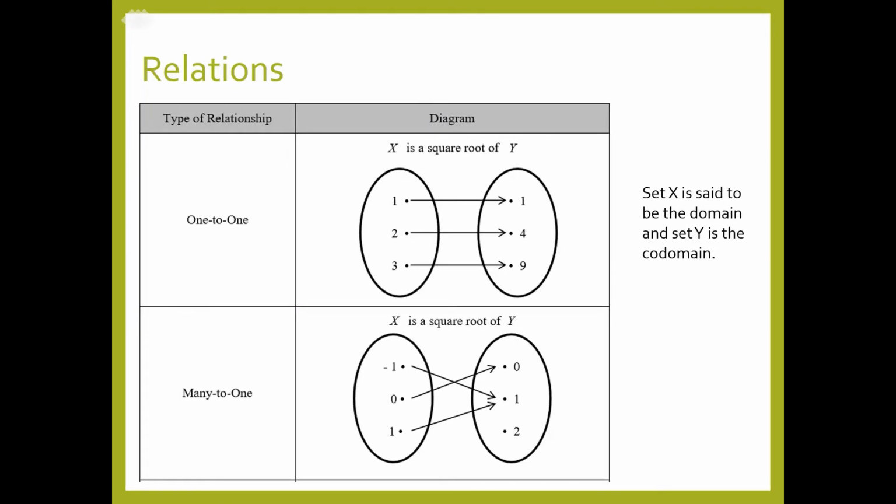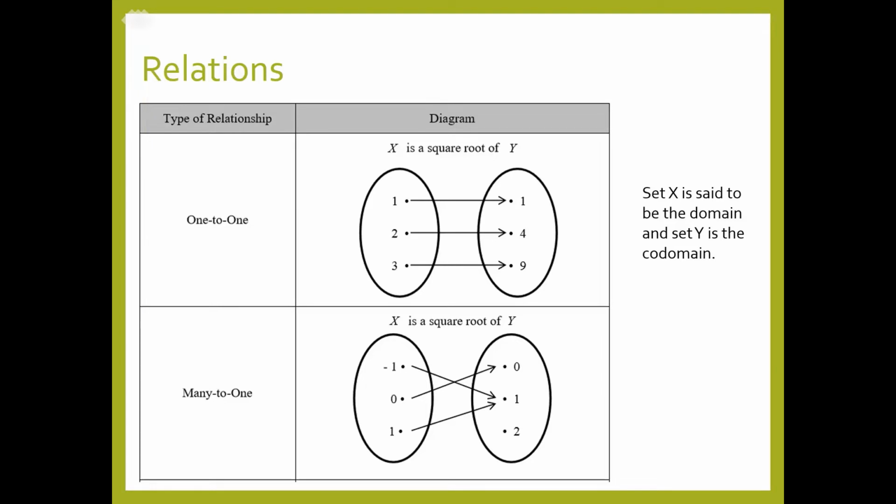Refer to the following diagram. Given two sets denoted by X and Y. If each element from set X is paired to element in set Y, then there is a relation between X and Y. Set X is said to be the domain and set Y is the codomain.